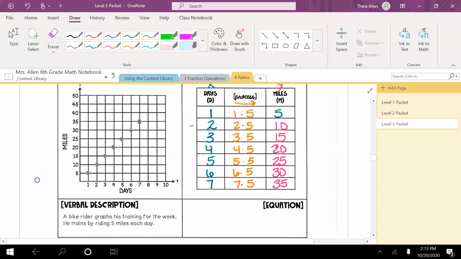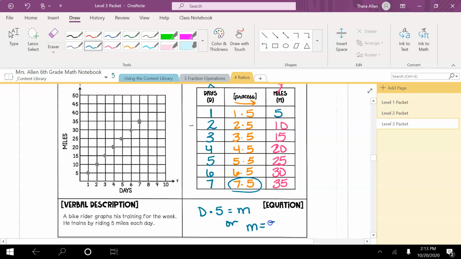Now I want to write an equation. So I'm going to say, remember here in my process, it shows me I take the number of days times 5, and that gives me the number of miles. Or I could write it as the number of miles equals 5 times d. And that's the way I can write it.